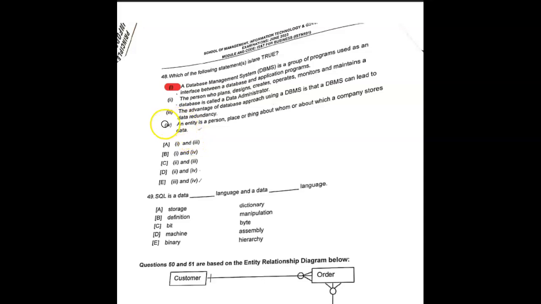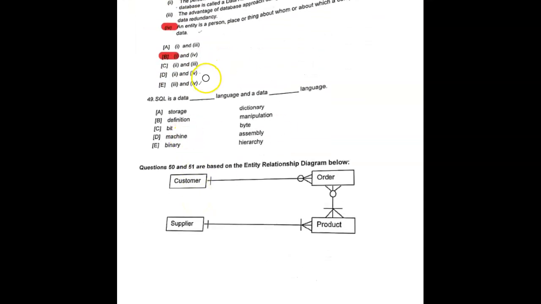An entity, yeah, this is right. An entity is a person which a company stores data about. So it's I and IV. That's correct. Where is I and IV? Yeah, B. Anytime you get this, SQL is a data definition language, DDL, and a manipulation language. So there are two.